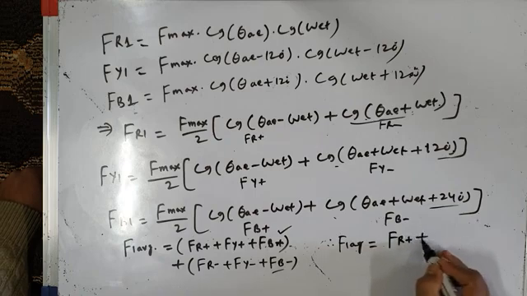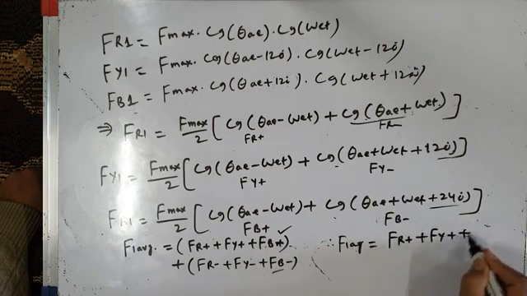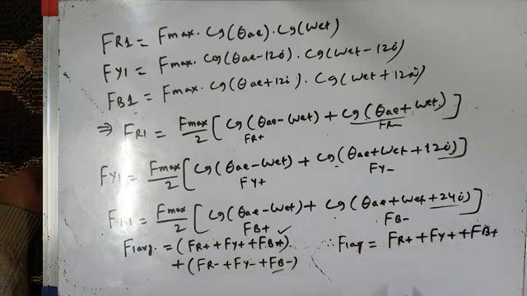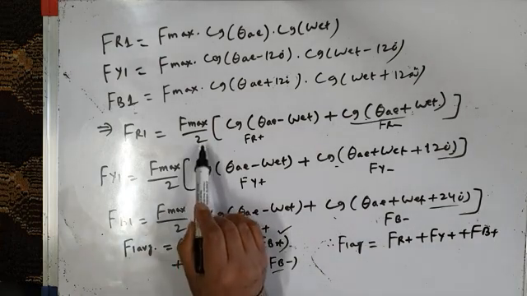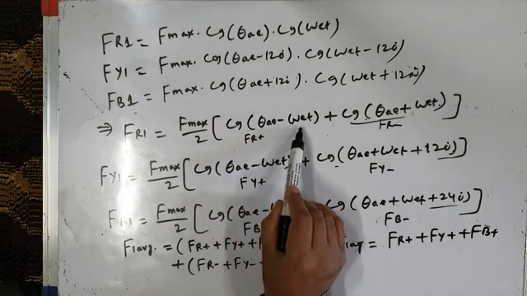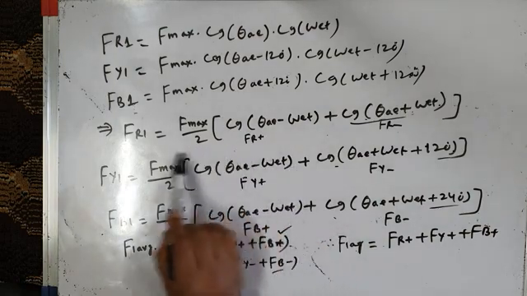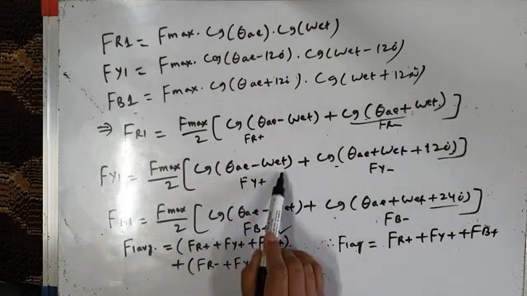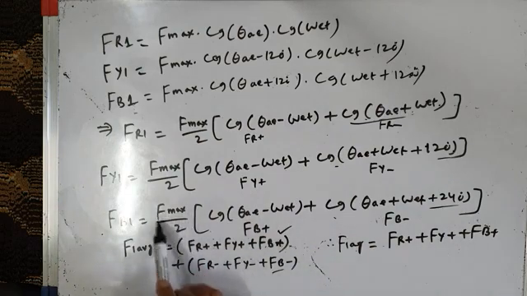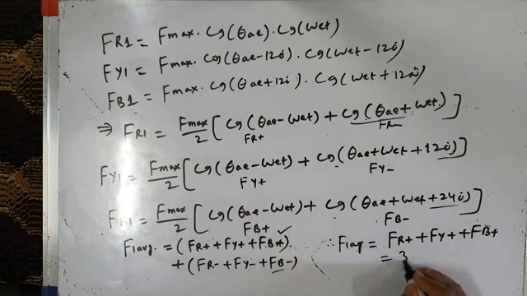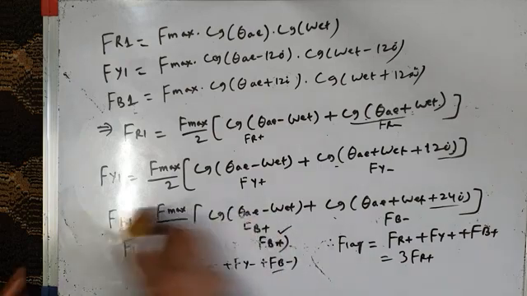Fr plus, Fy plus, Fb plus. What is Fr plus? Fr plus is F max by 2 cos of (theta E minus omega t), Fy plus is the same term, F max by 2 cos of (theta E minus omega t), and Fb plus is also the same term, F max by 2 cos of (theta E minus omega t). So we can write it as 3 times Fr plus.